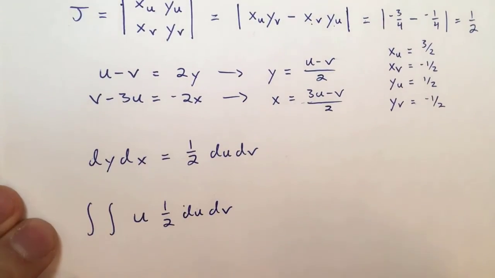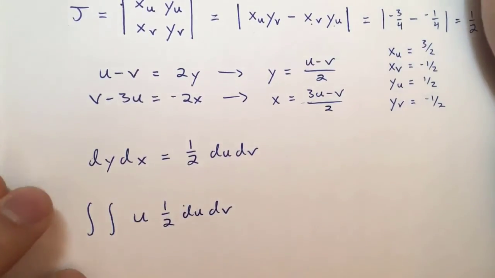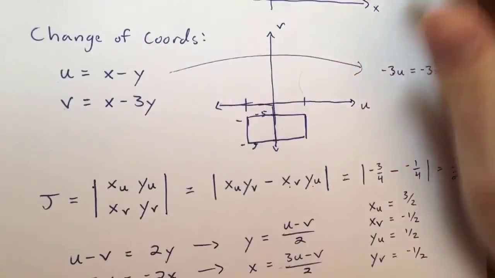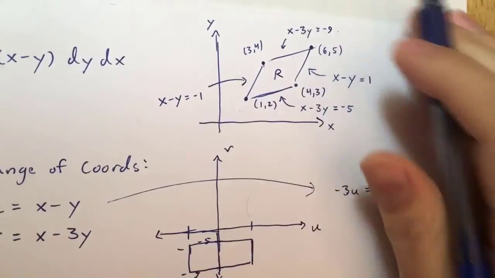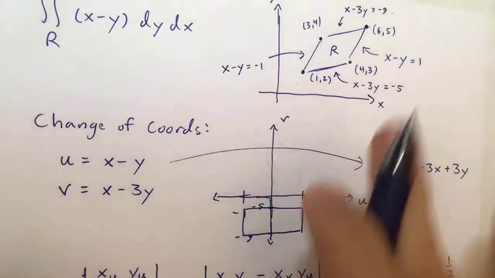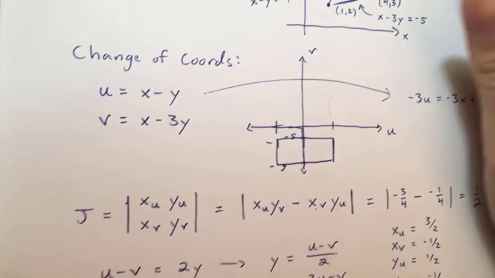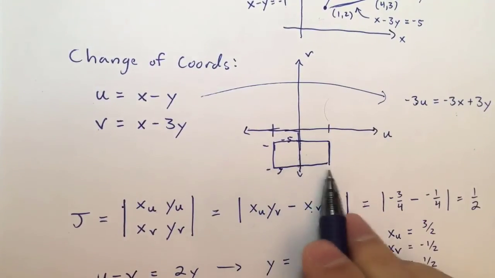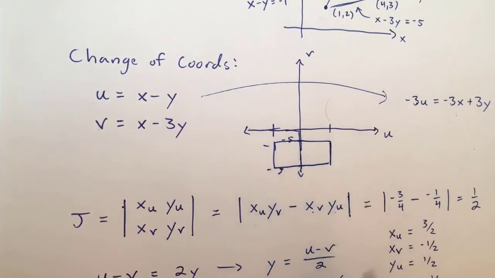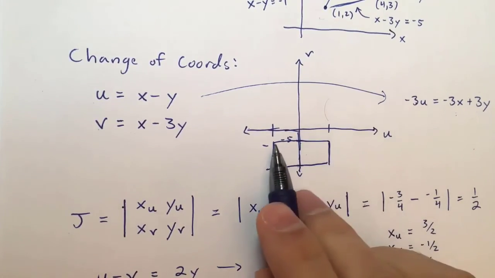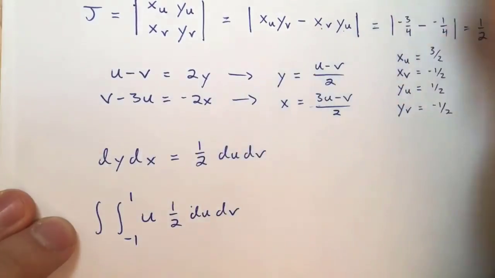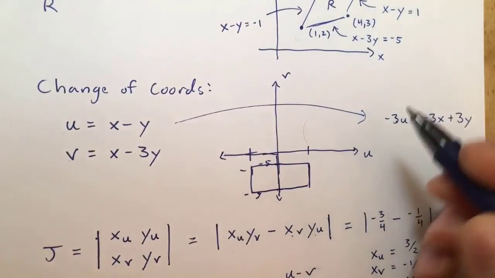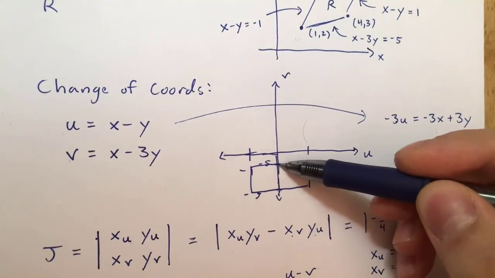Okay? Now, what do the bounds become? Well, looking at these equations, I think you can figure it out, right? Because you know what the bounds were in terms of x and y. You can plug them into these equations, and you can figure them out. However, I think it's easier just to look at the picture. If you've got the picture, just use that. I mean, look, u goes from negative 1 to 1, right? So negative 1 to 1. And then v goes from negative 9 to negative 5.